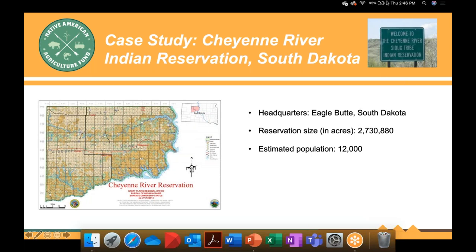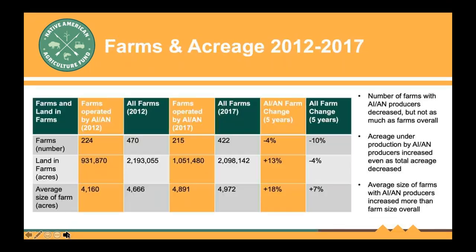So to start off, a little bit about the Cheyenne River Indian Reservation. Here's a map of it. The headquarters is in Eagle Butte, South Dakota. This is the reservation size, estimated population. So Ginger touched a little on the top 10 reservations for the number of farms and producers and the number of reservation acres. Cheyenne River was on both lists, which doesn't surprise me because of our large land base and our general ag background and history.